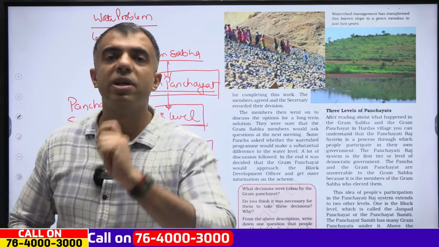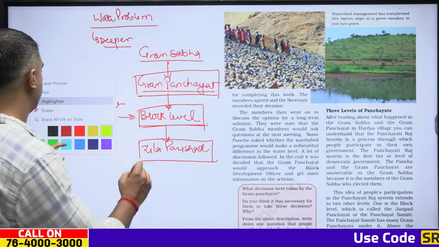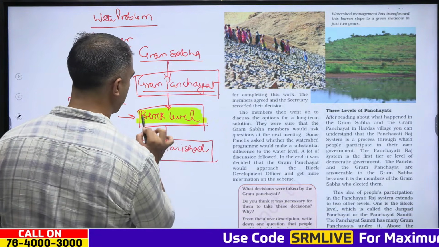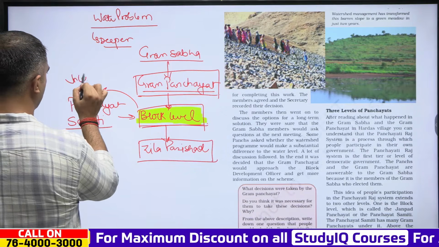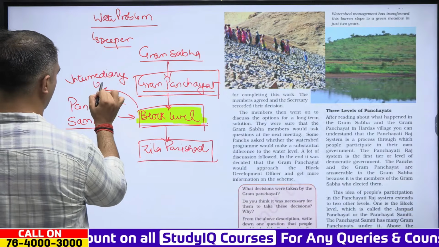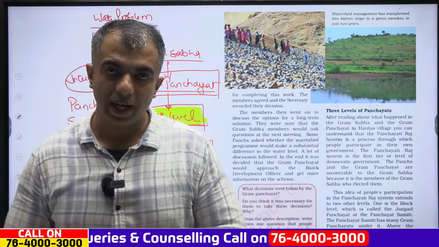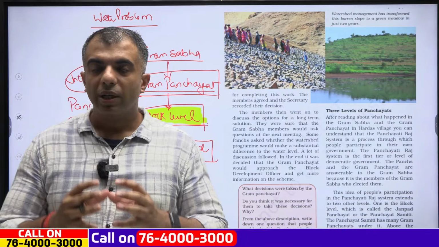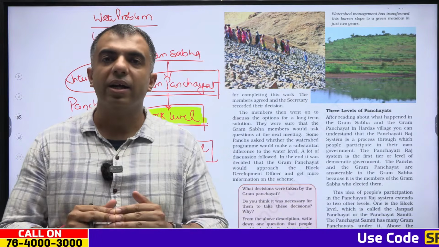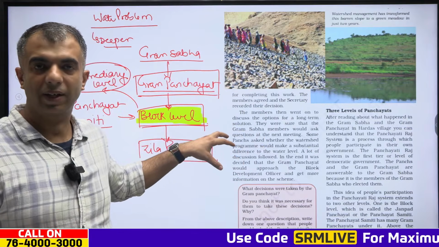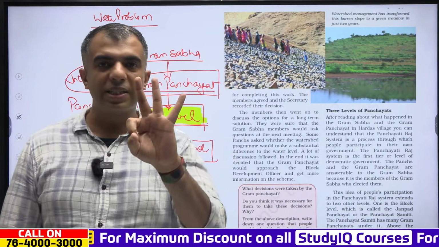Now, additional information I am giving you beyond this topic. The 73rd Amendment Act says that this block level, or what we can call the intermediary level, is an optional level. Any state that has a population of less than 20 lakhs is exempted from establishing this intermediary level. States wherein the population is above 20 lakhs will have to establish a three-tier system.